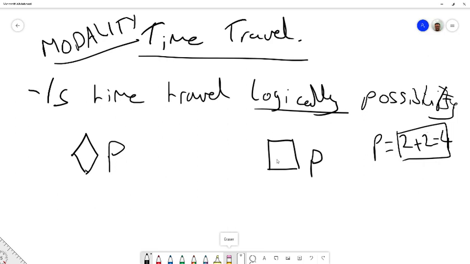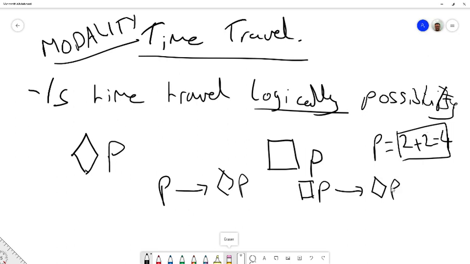Notice also that if something is necessarily true, then it's also got to be possibly true. So, we've got P entails possibly P. We're also going to have necessarily P entails possibly P as well. If something is necessary, then it's possible. So if something's actual, it's possible. If it's necessary, it's possible.